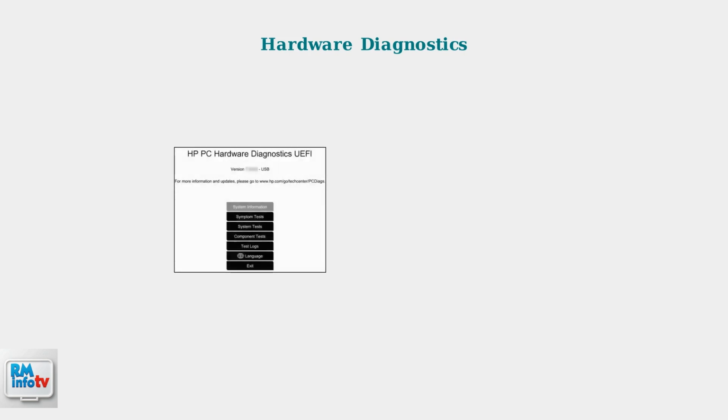For deeper hardware-level troubleshooting, HP provides built-in diagnostic tools that can identify if the touchscreen hardware itself is functioning properly. Access HP PC hardware diagnostics by pressing the Escape key repeatedly during startup, then press F2 when the startup menu appears. This powerful tool can test your touchscreen hardware directly.